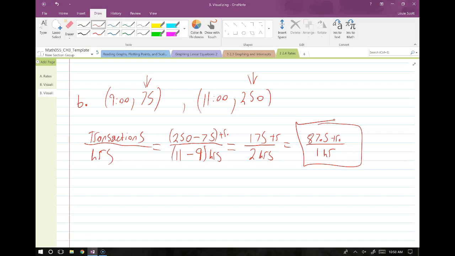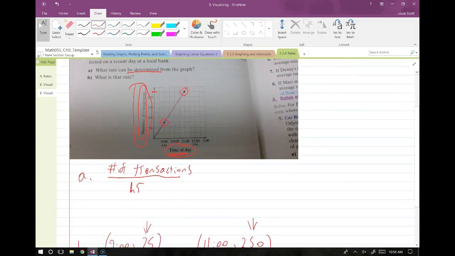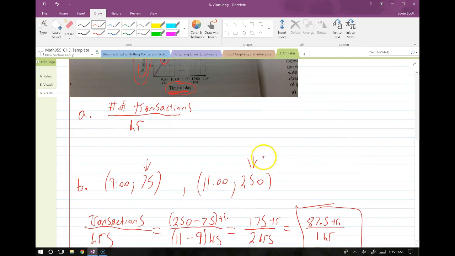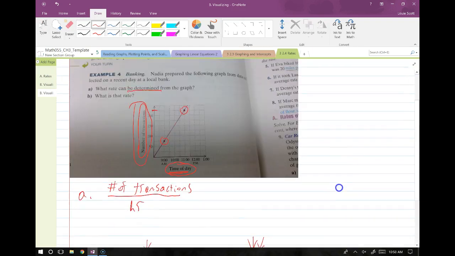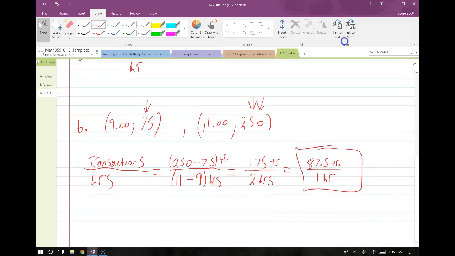Oh, I screwed up my numbers on this. I was thinking that did not look correct. When I identified my second point, I identified the y value as 250. If you look closely at the graph, it's in 25-point increments: 150, 175, 200. This should be 225. Let's redo that and find out what the real rate is. I thought that looked a little strange.